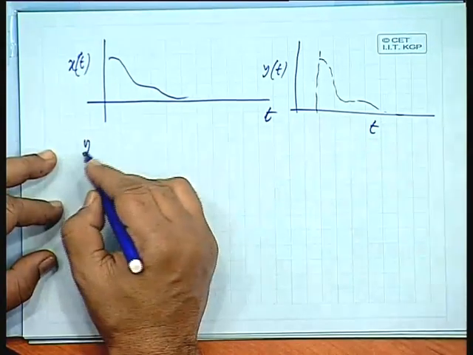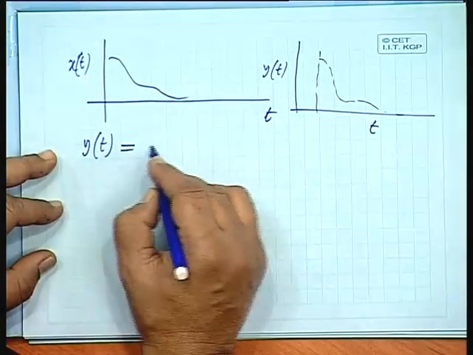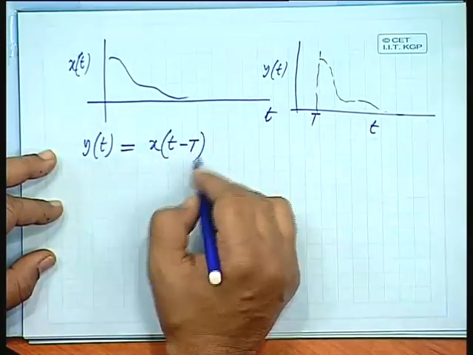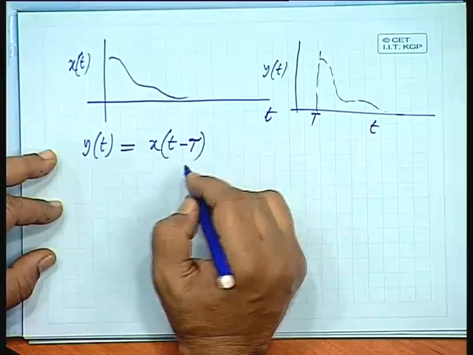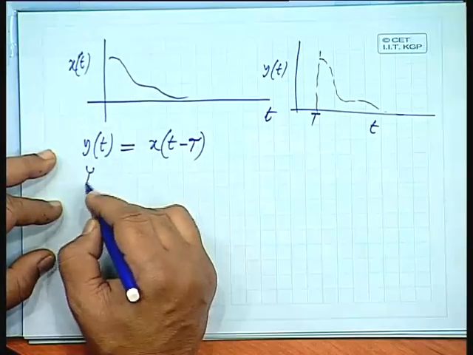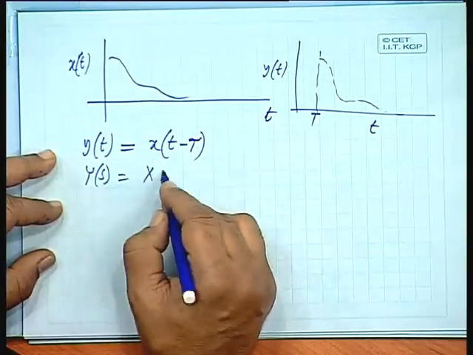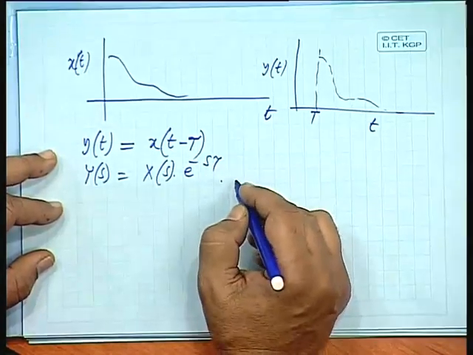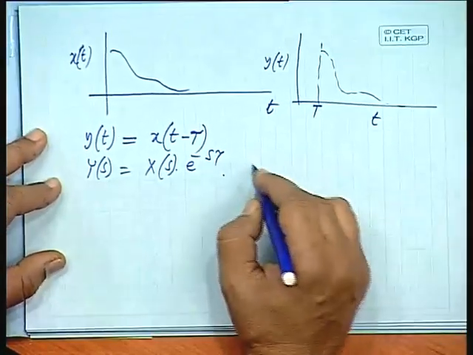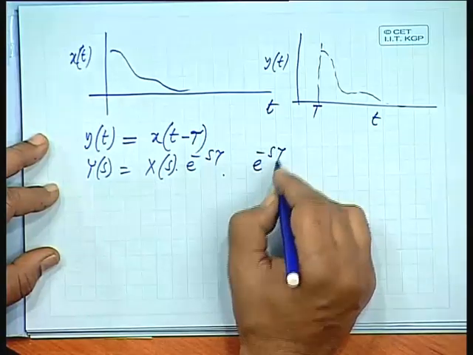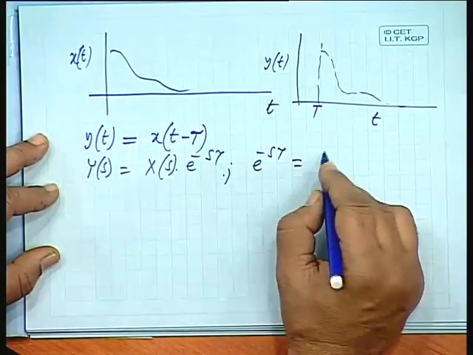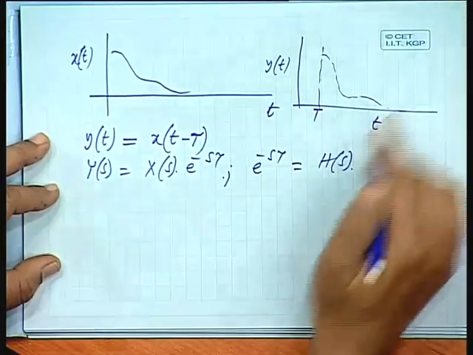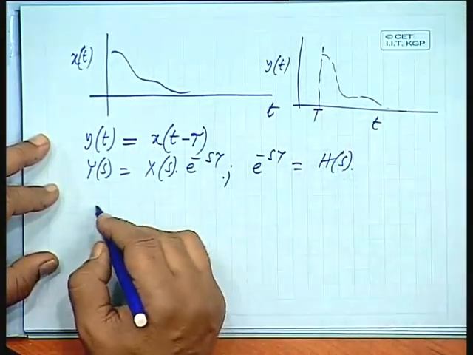That means I want y(t) to be x shifted by some time tau. If I take the Laplace transform, if it is a linear system, then X(s) into e to the power minus s tau. This we studied earlier in signals. So e to the power minus s tau will be the transfer function of the system in the continuous domain. What will be the phase characteristics of this? What is the Bode plot?